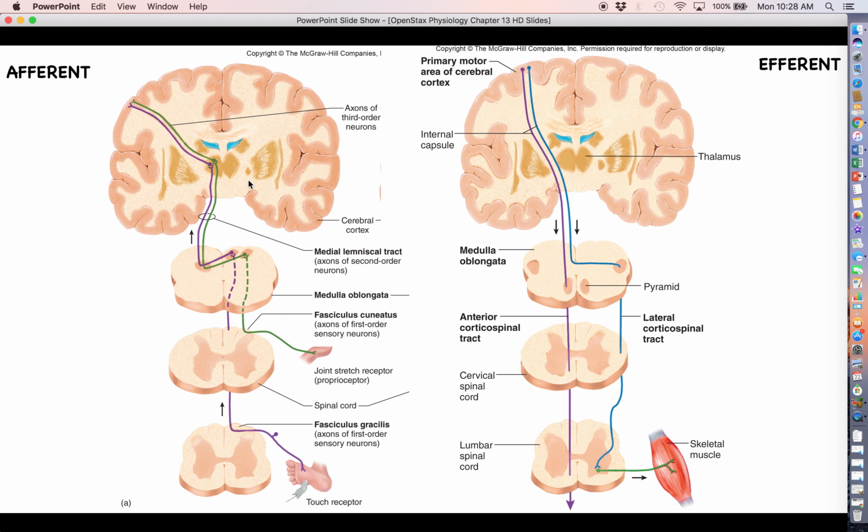Now, one thing you should take note of here is that each one of these that you see here that starts with a cell body, which is indicated by this little dot here, and then an axon, each one of these is an individual neuron.